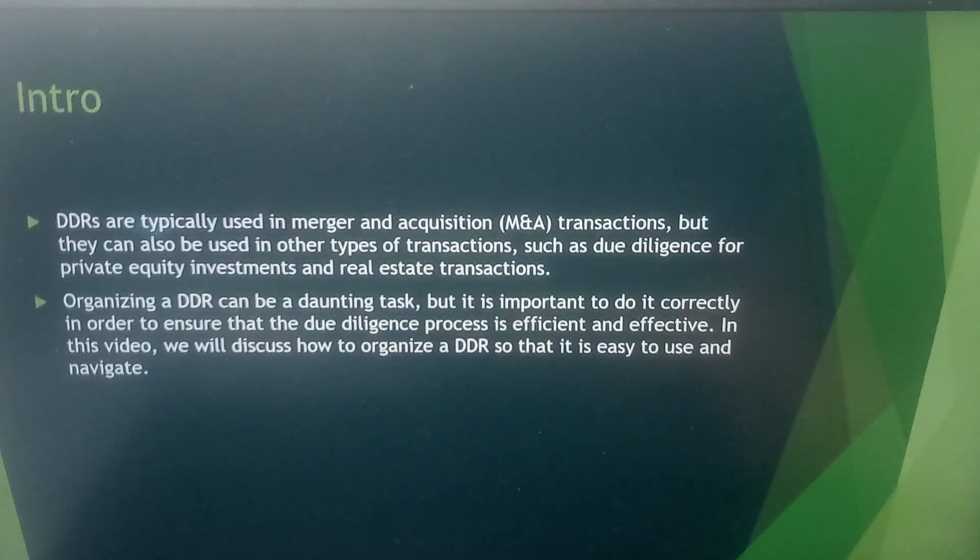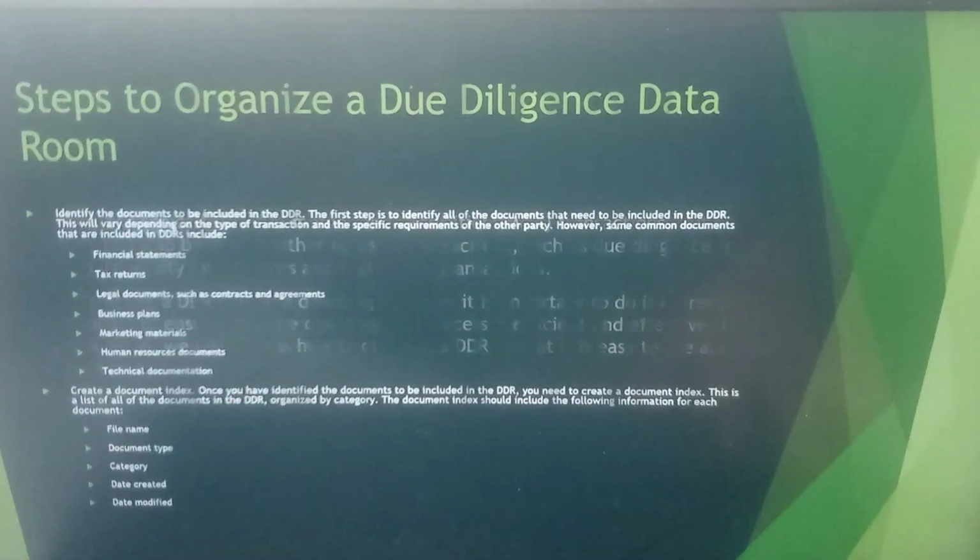DDRs are typically used in mergers and acquisitions transactions, but they can also be used in other types of transactions such as diligence for private equity investment and real estate transactions. Organizing a DDR can be a daunting task, but it is important to do it correctly in order to ensure that the diligence process is efficient and effective. In this video, we will discuss how to organize a DDR so that it is easy to use and navigate.